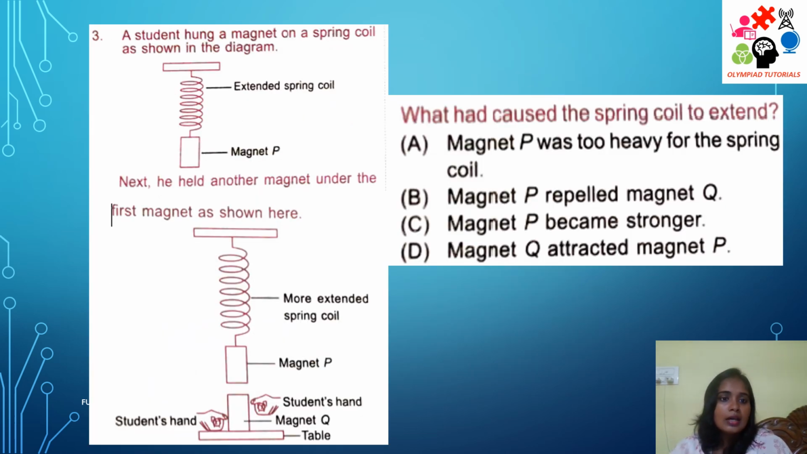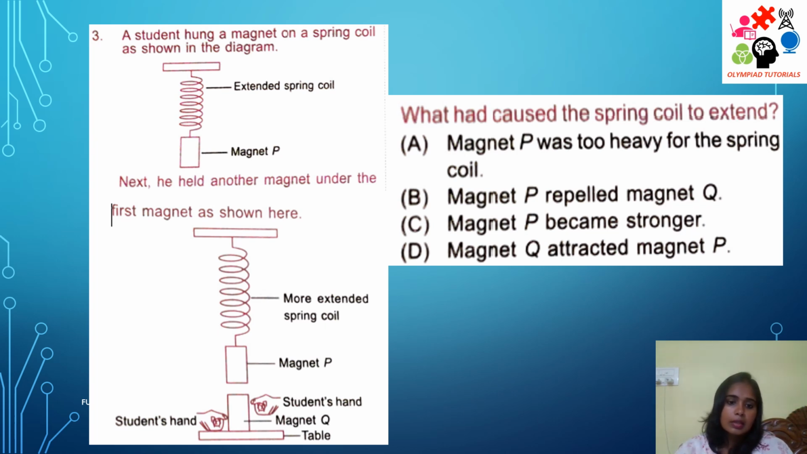Here you can see a student has hung a magnet on a spring coil, which is shown, and the coil is a bit extended, and the first magnet is shown in this way. So the question here is, what has caused the spring coil to extend? Option A, magnet P was too heavy for the spring coil. Option B, magnet P repelled the magnet Q. Option C, magnet P became stronger. Option D, magnet Q attracted the magnet P.